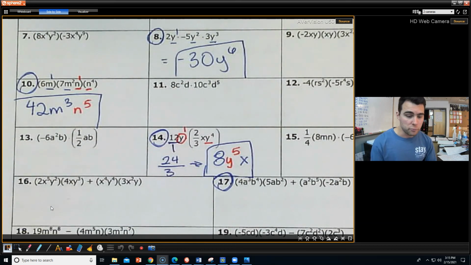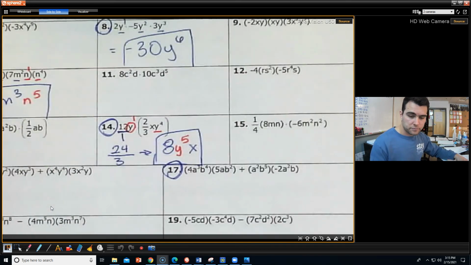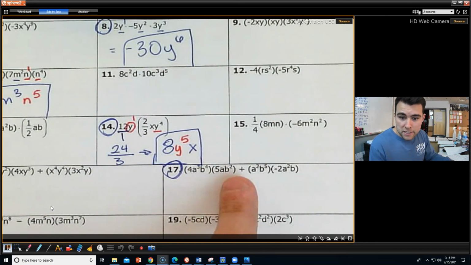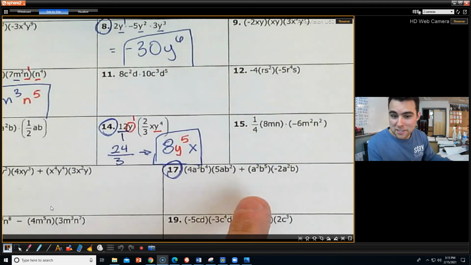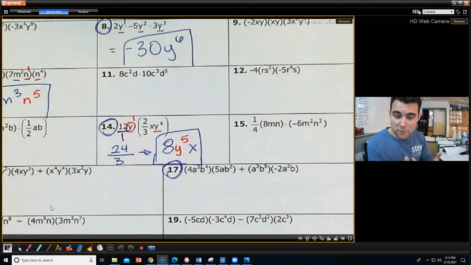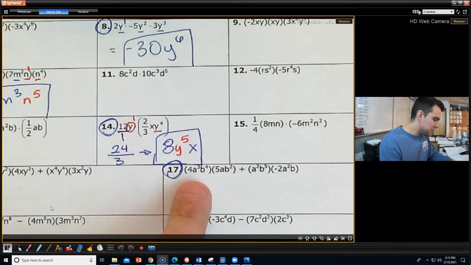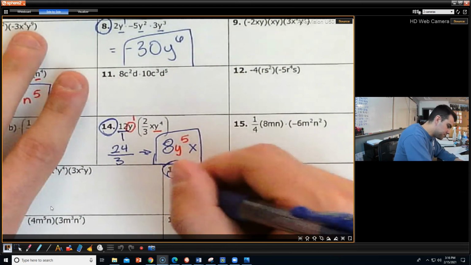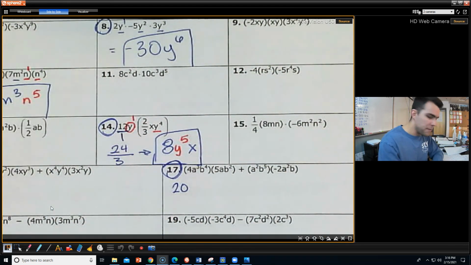Finally, let's conclude with number 17. Okay, now we have some adding right here, okay? So, first we're going to do this like PEMDAS. We're going to multiply first, both of these, okay? We're going to be using our power rule. Let's look at this first side, okay? Well, 4 times 5, that's 20. Let's get that done right off the bat.